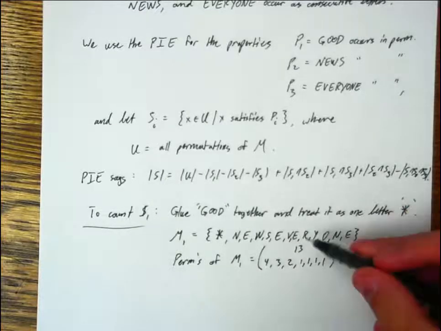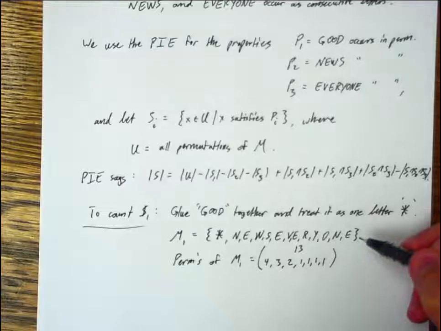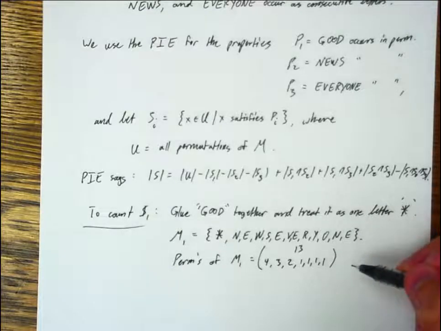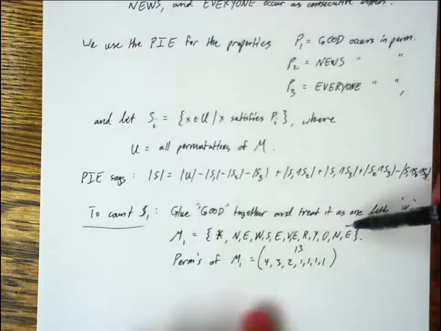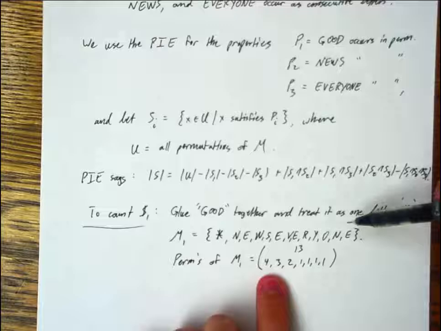Let's see, who is repeated? E is repeated 4 times. Looks like N is repeated twice. W, S, R, and Y all get a 1 count. Who gets the 2 count? Well, the N gets the 2. Who gets the 3 count?